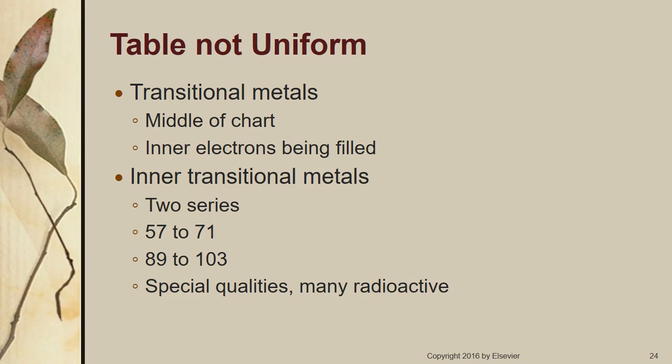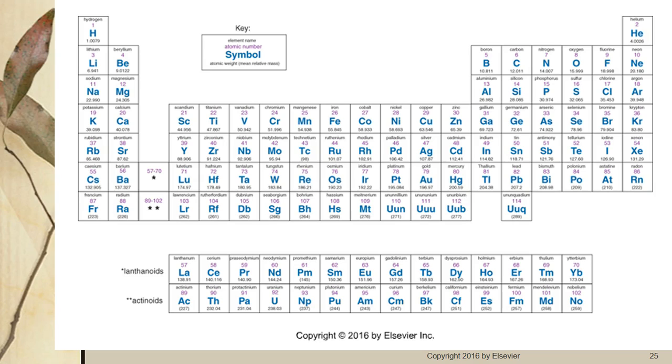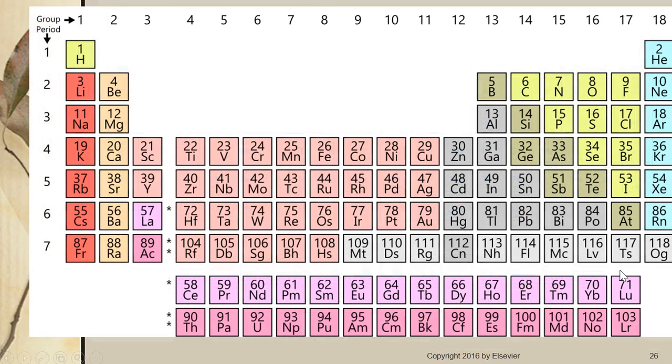And we have some pictures here. This is what's in your book, just so you know that. So if you look, here's 1, all the way out to 114. There's your 57 to 70 and your 89 to 102, which have been put out here. And you need to know these are called lanthanoids and actinoids. So this one's pretty cool, but I like this one a little better.